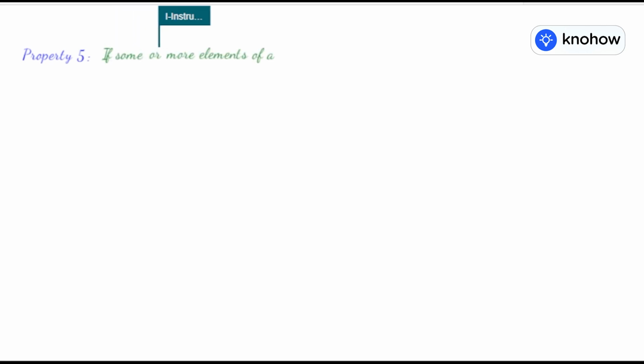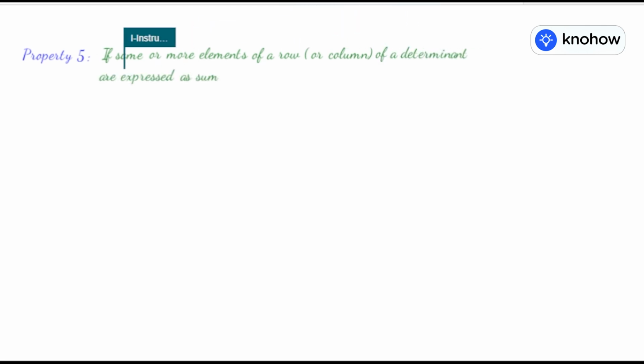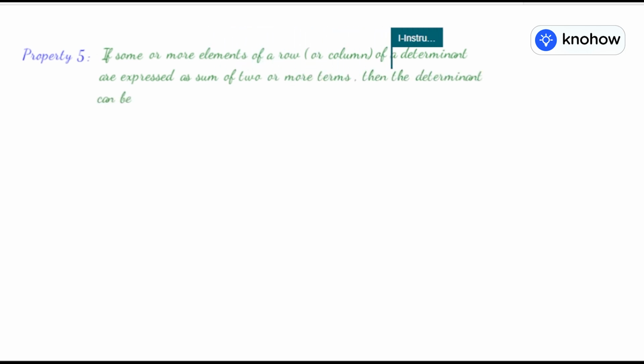I have already discussed with you the first 4 properties. Now property 5 and 6, which are very important. Look at property 5. Please note down. If some or more elements of a row or column of a determinant are expressed as sum of 2 or more terms, then the determinant can be expressed as sum of 2 or more determinants.